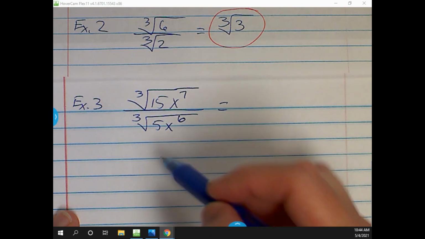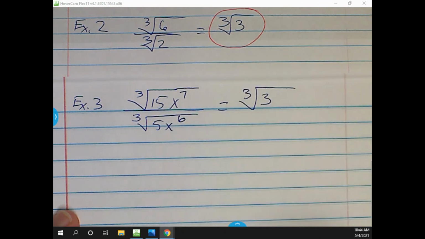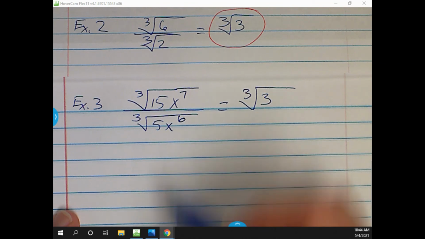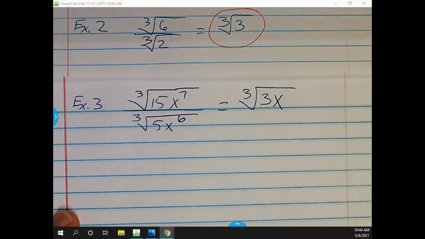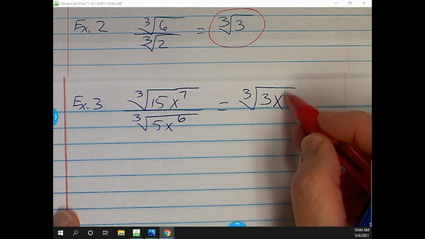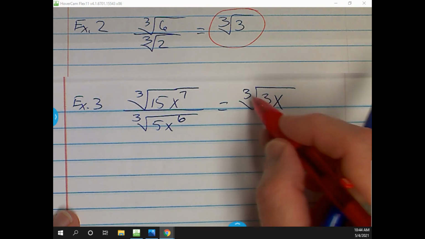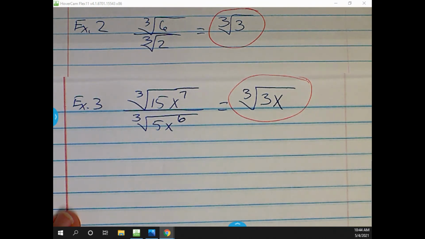All right. 15 divided by 5 is 3. And with the exponents, we're just going to subtract. 7 minus 6 is 1. And the third root of 3 won't simplify with the x. Now if that had been bigger, like x to the 4th or the 8th or something, we'd have to take the 3 and divide it in that one. But for that one, that's as far as that'll go, so that's as much as we can do.